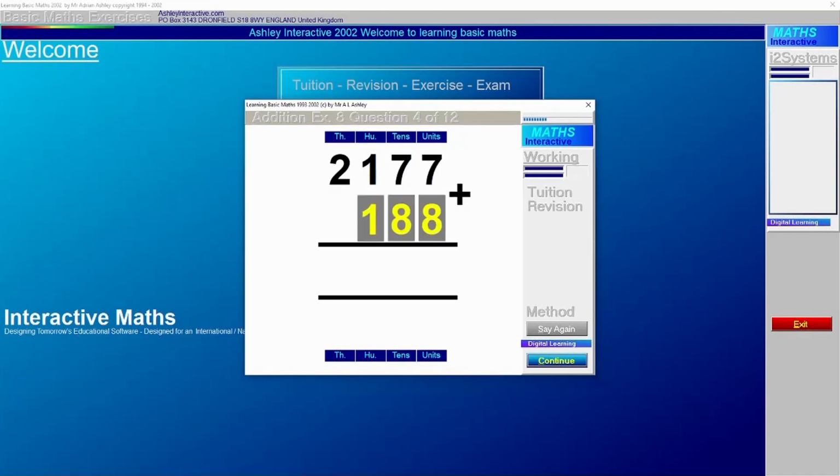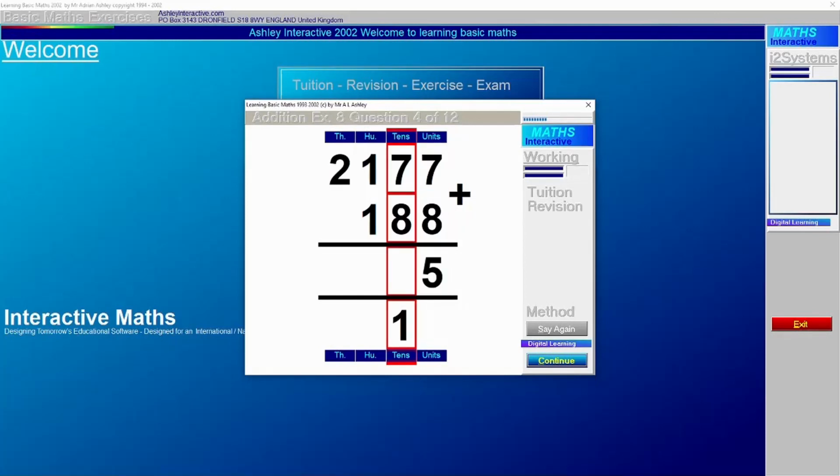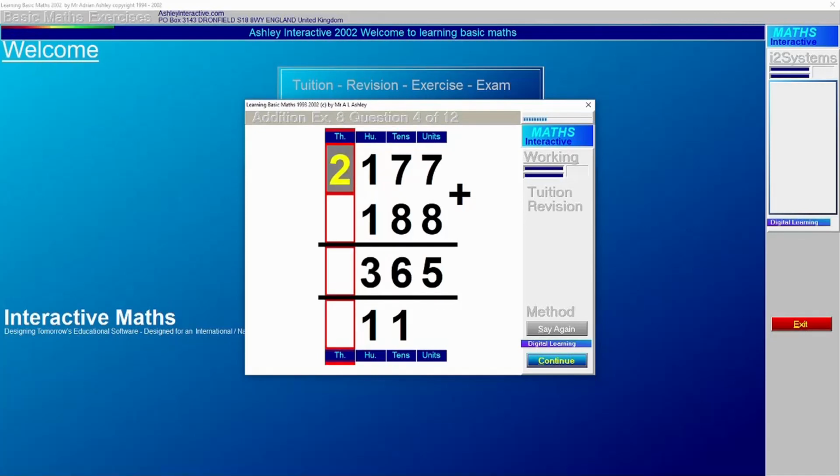2,177 add 188, adding up the units column. 7 add 8 is equal to 15. 1 carried to the tens column. 5 adding up the tens column. 7 add 8 add 1 is equal to 16. Carry 1. 6, 1 add 1 is equal to 3. 2 add 0 is equal to 2.